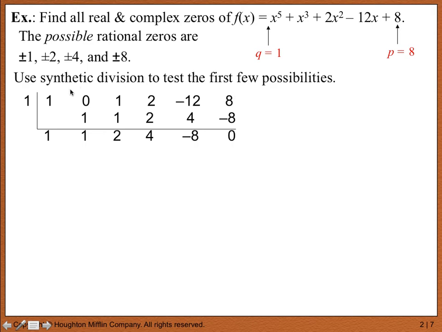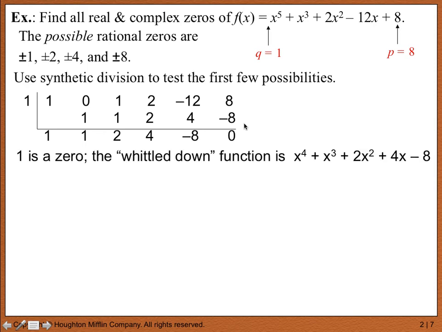Okay, so doing synthetic division with 1 as our possible rational zero, we end up with a zero remainder, which means that 1 is a zero of this polynomial. So 1 is a zero, and the whittled down function is x to the fourth plus x cubed plus 2x squared plus 4x minus 8.